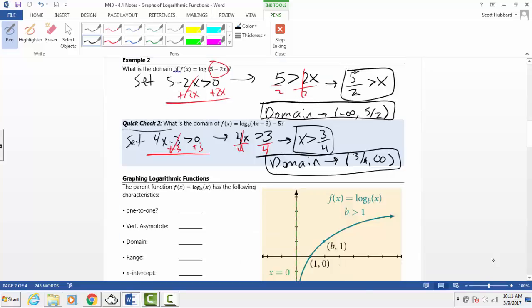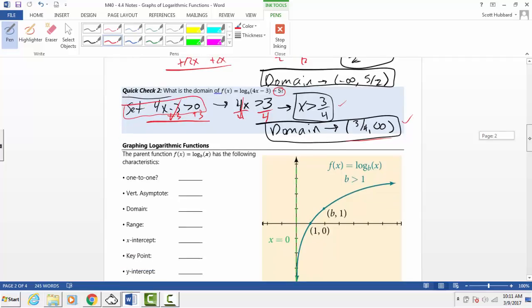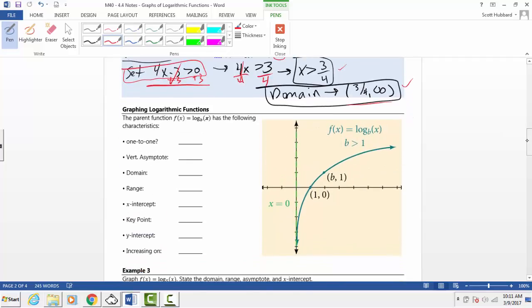Okay, so this is what I got for the domain. X is bigger than 3/4. Right there. Okay, and again, I'm trying to throw a curveball here. I have this -5 here. That does not matter. All that matters is you just set the inside greater than 0 and you solve. Okay, hopefully everyone's getting that.